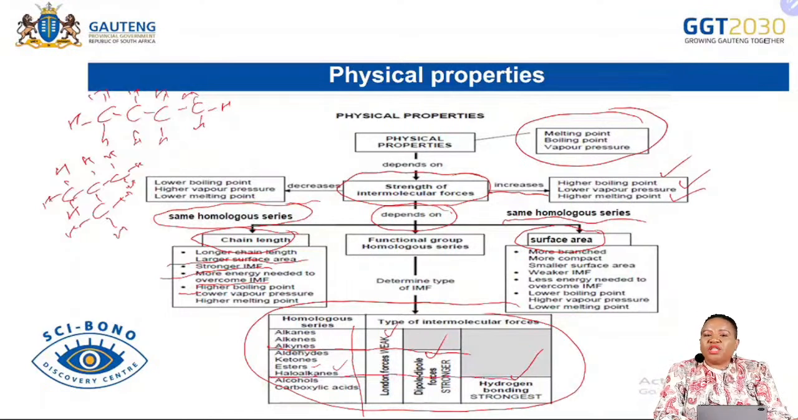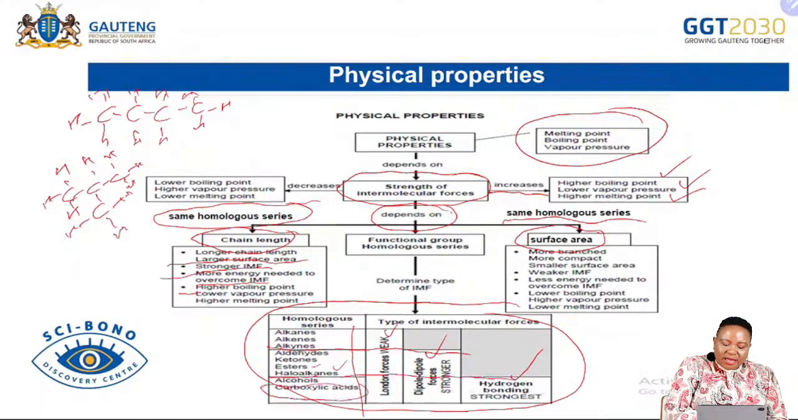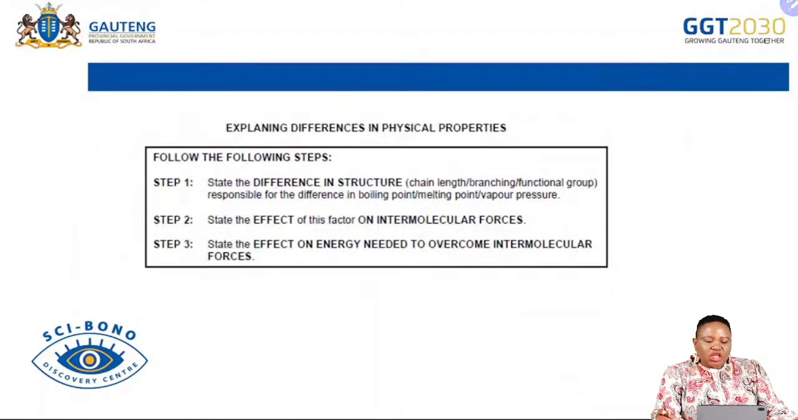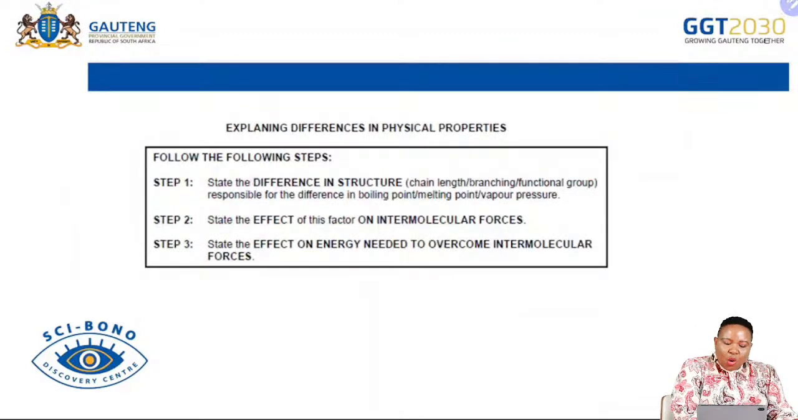And we know the difference between the hydrogen bonds of alcohol and carboxylic acid. Alcohol have one side of hydrogen bond, and carboxylic acids have two sides of hydrogen bond. Therefore, you know that the carboxylic acids will be the ones having the strongest intermolecular forces as compared to all the homologous series. Now, this is what I said you must remember when you answer the questions under physical properties.